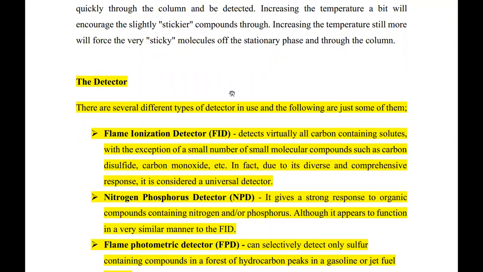The detector. Now what? I think now we're done. We're done, we're done. How is it done? We are done.